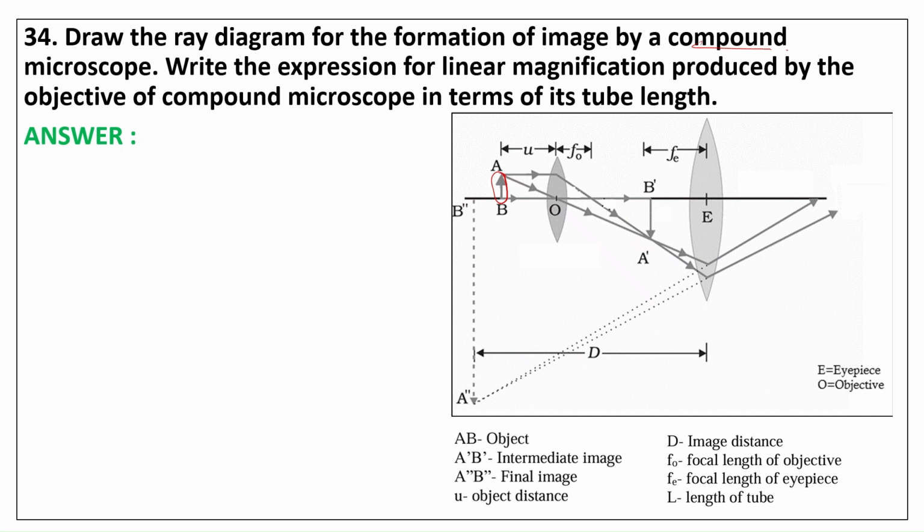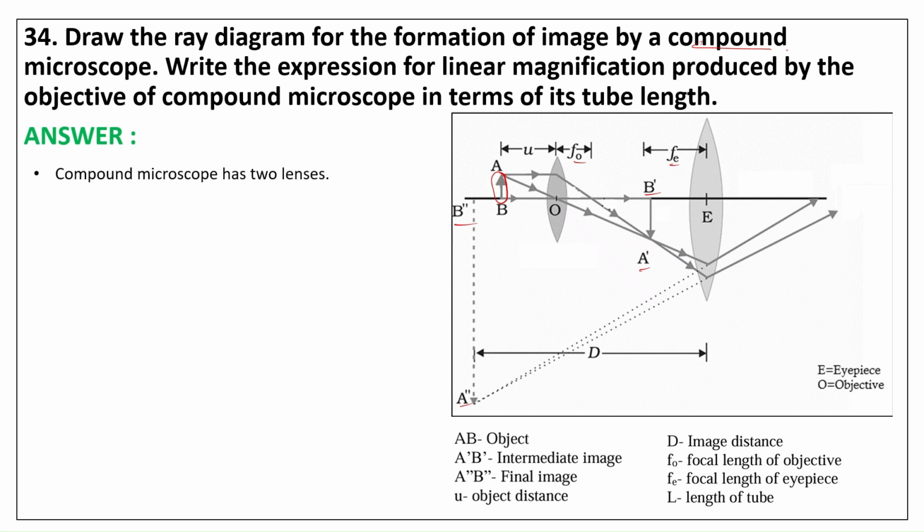Where AB is object. A dash B dash is intermediate image. A double dash B double dash is final image. U is object distance. D is image distance. F naught is focal length of objective. FE is focal length of eyepiece. L is length of tube.